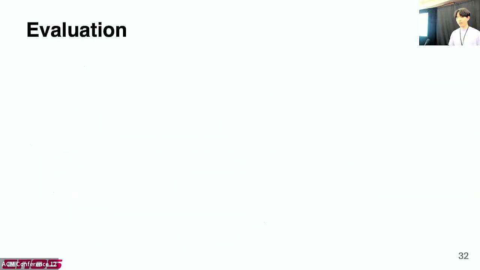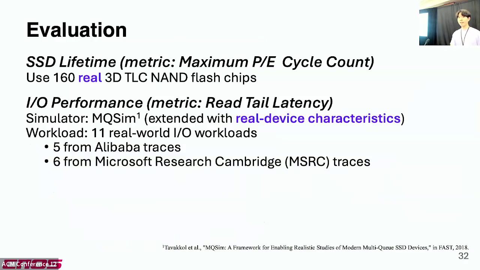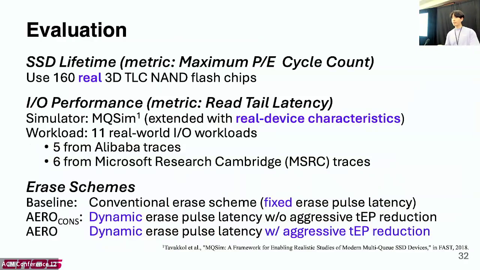We evaluate AERO in two ways. First, for lifetime impact, we measure the maximum P/E cycles using real 3D NAND flash chips. For performance impact, we evaluate tail latency by extending the MQSim simulator with real device characterization results. We compared three erase schemes. Baseline uses fixed latency, and both AERO conservative and AERO use dynamic latency, while we apply the aggressive reduction optimization only for AERO.